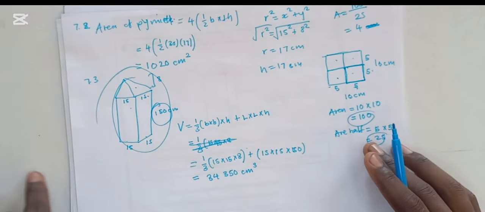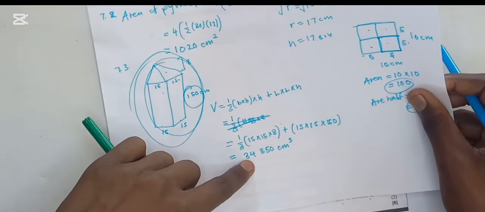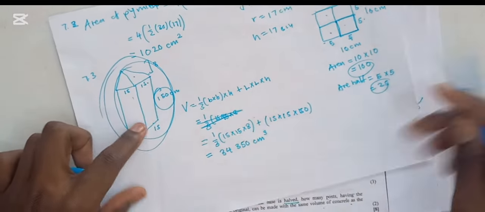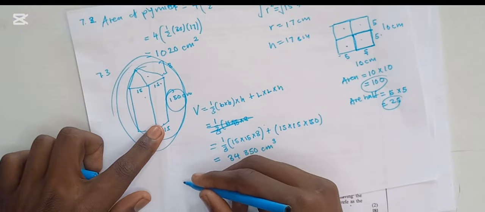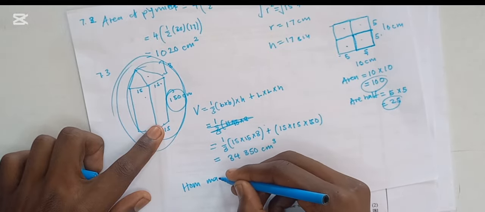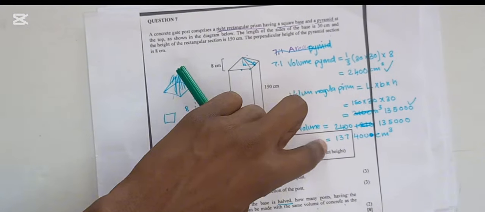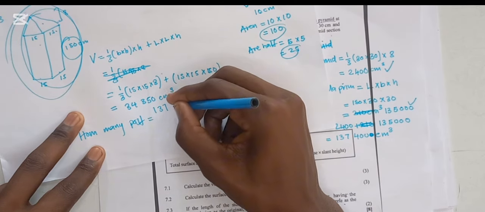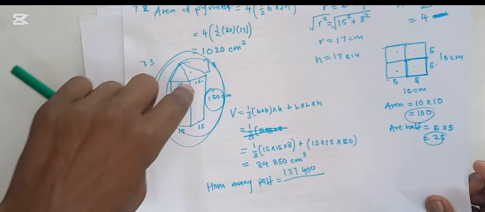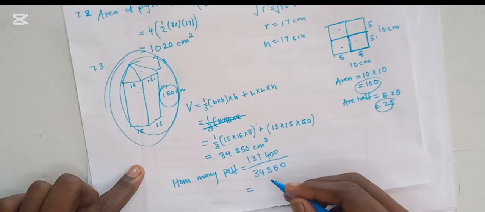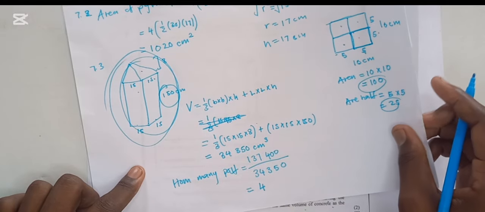So in order to know how many of this type of shape have been formed, when you have the volume like this, you just have to compare the first volume that you got here. The first volume was 137,400. So to find how many posts have been formed, we're just going to take the volume of the original, which is 137,400, and divide it by the volume of one of these things that we found here, which is 34,350. If you work this out on your calculator, you're going to get 4 of the posts that are going to be created here.